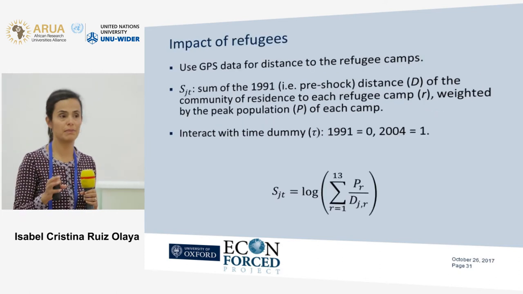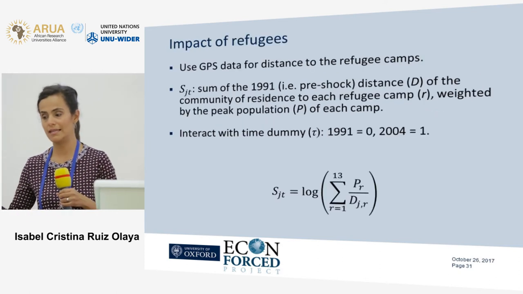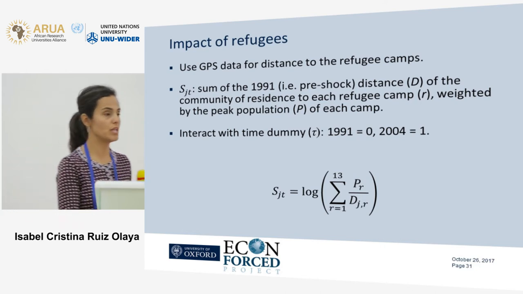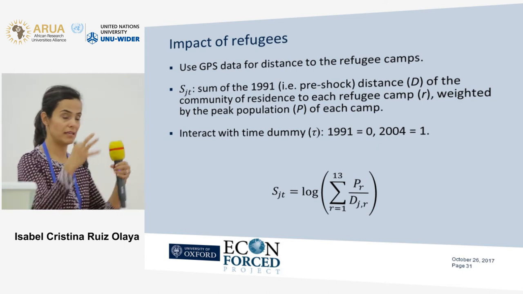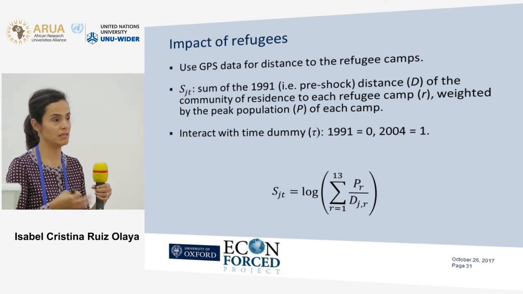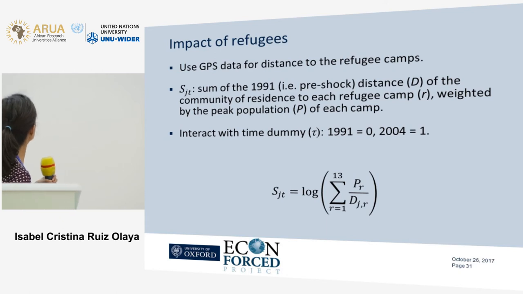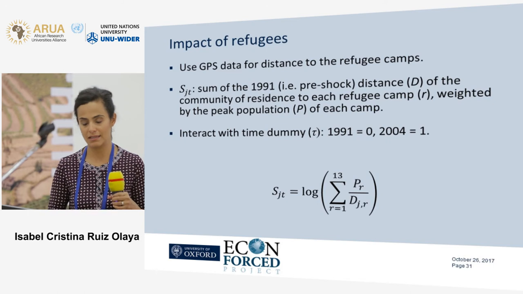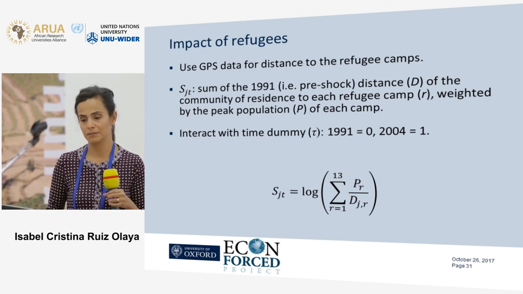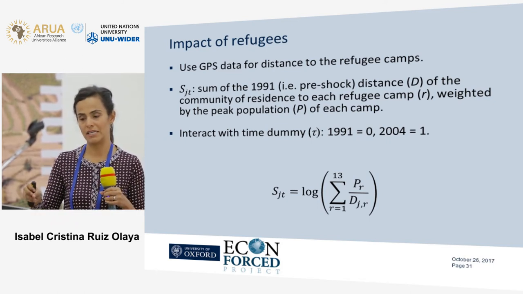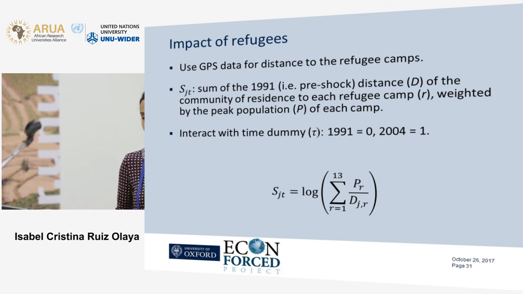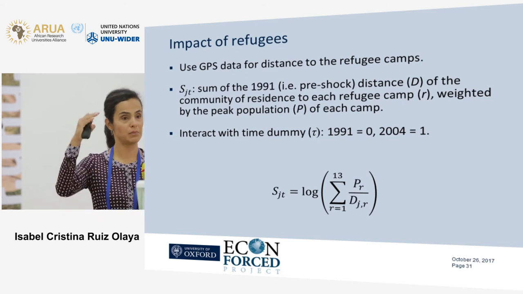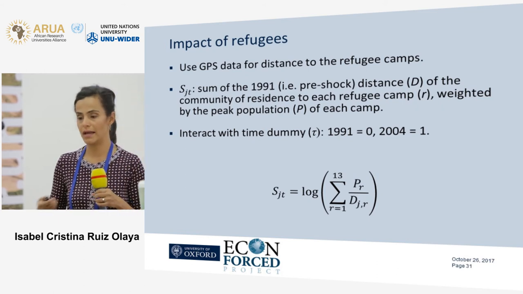So to measure the impact of refugees, basically we use GPS data for the distance to the refugee camps, and then we use the inverse as a measure of intensity, of how intense the presence of refugees was. We also weigh this by the population of each camp, and we interact this with a time dummy so that we can see what happened after.